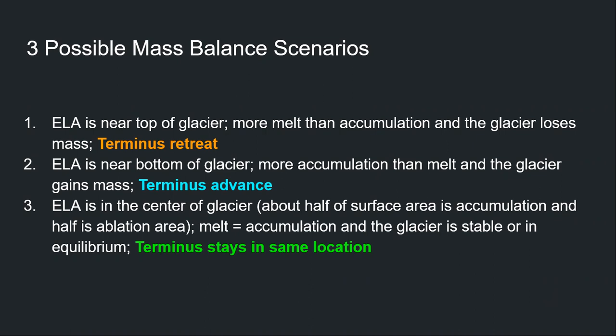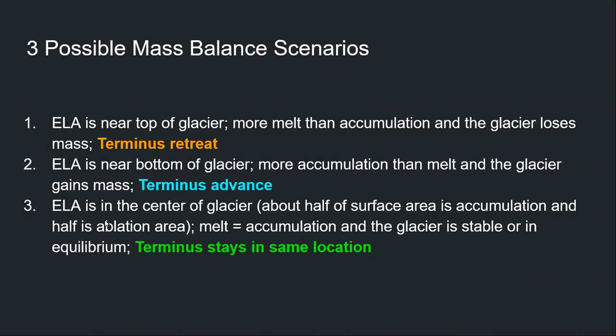If we take the opposite case where the equilibrium line altitude is close to the bottom of the glacier, so a very low altitude, then most of the glacier is experiencing accumulation rather than melt. Therefore, you have a very positive net mass balance, and the glacier will advance, its terminus will advance. The terminus is where the glacier ends. I don't know if I specified that.